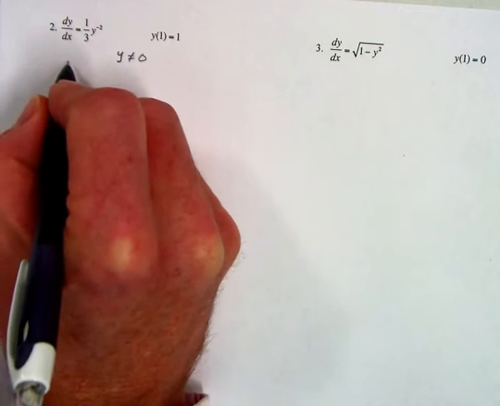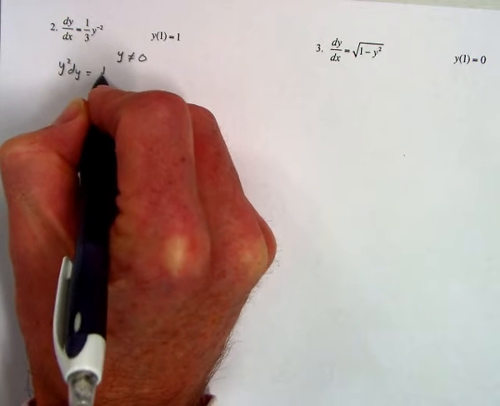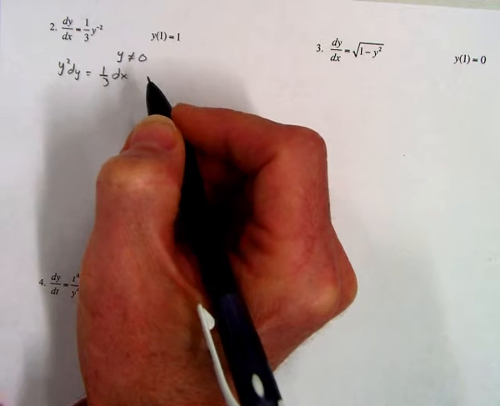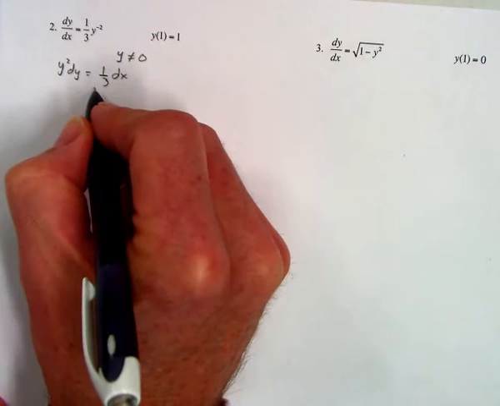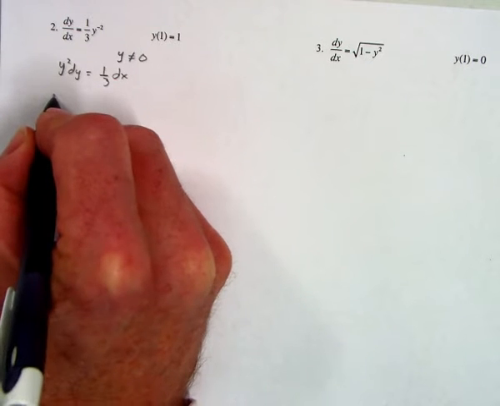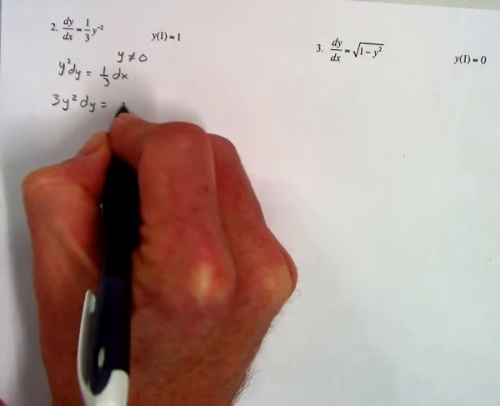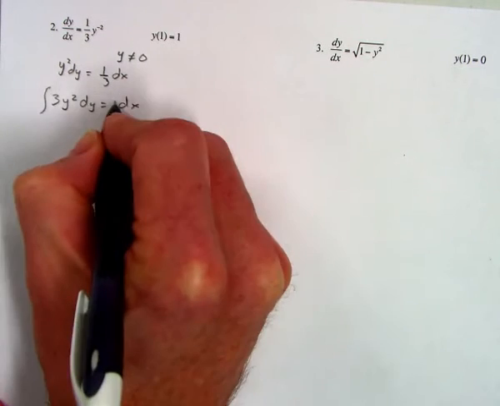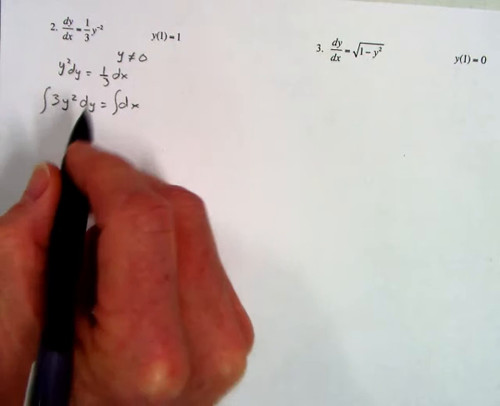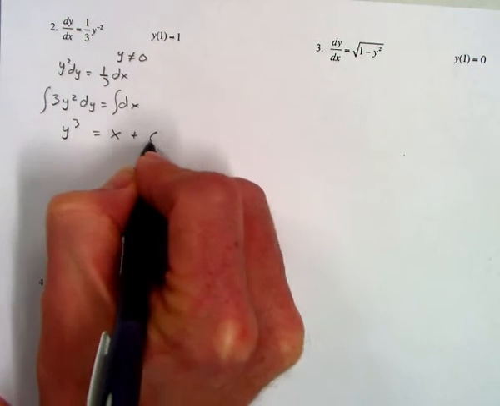Now let's go ahead and separate it. We'll have y squared dy equals 1/3 dx. If you realize you can do this and this will work, but if you realize that this would be better to put with that y squared, then it'll save us a little bit as we're going on. Because what's the antiderivative of 3y squared? That's just y cubed. So we have y cubed equals x plus c.